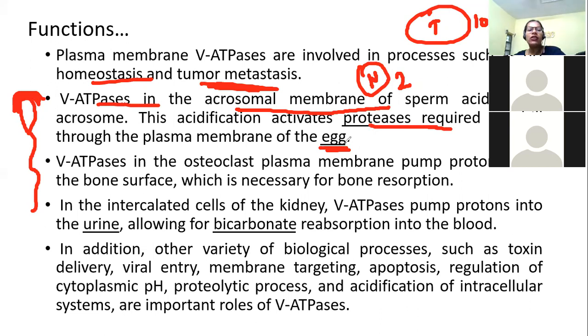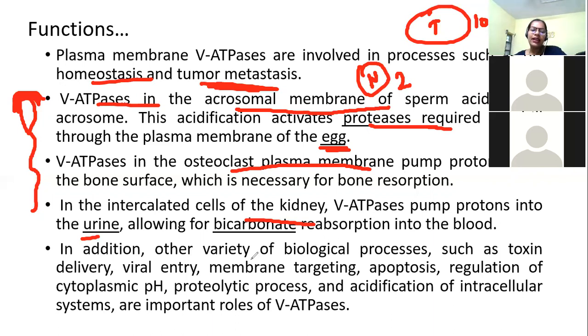Now, they're also present in the osteoclast plasma membrane, pumping protons onto the bone surface, which is necessary for bone resorption. That is, the calcium will be resorbed. Then they are also present in the intercalary cells of the kidney, in the urine, allowing for bicarbonate reabsorption into the blood. So can you see, even though it's one kind of ATPase, it is performing many roles.